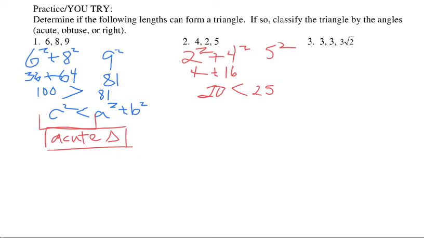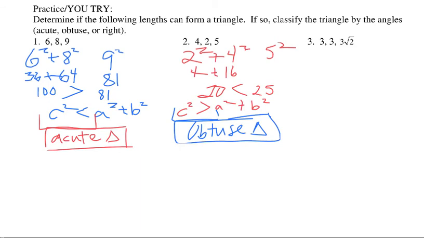For the last one, you have to figure out what the 3 square root 2 is, and that is really 4.243. The reason you have to do that is to make sure that you are squaring the two smaller sides to compare against the third side. So my third side is the 3 square root 2, since that number is larger than the other ones. So we take 3 squared plus 3 squared, and we get 9 plus 9, so we get 18.